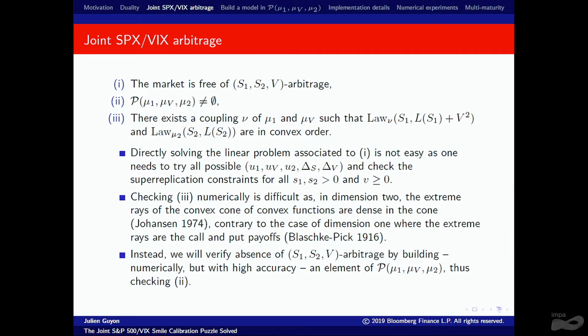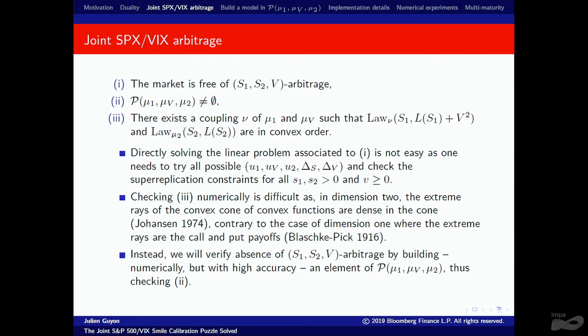It looks more handy to try to check number 3 directly, but the problem is that in dimension 2, the extreme rays of the convex cone of convex functions are dense in the cone. That's of course in contrast with what happens in dimension 1. From the Blaschke-Pick result in 1916, we know that the extremal convex payoffs are just the call and put payoffs. So in dimension 1, if you want to check that two things are in convex order, that's easy. You check that they have the same forward value expectation, and you just compare all the prices of, let's say, call options. But in dimension 2, there is no simple characterization because you would need to try all the convex functions in practice, because they are dense in the cone.